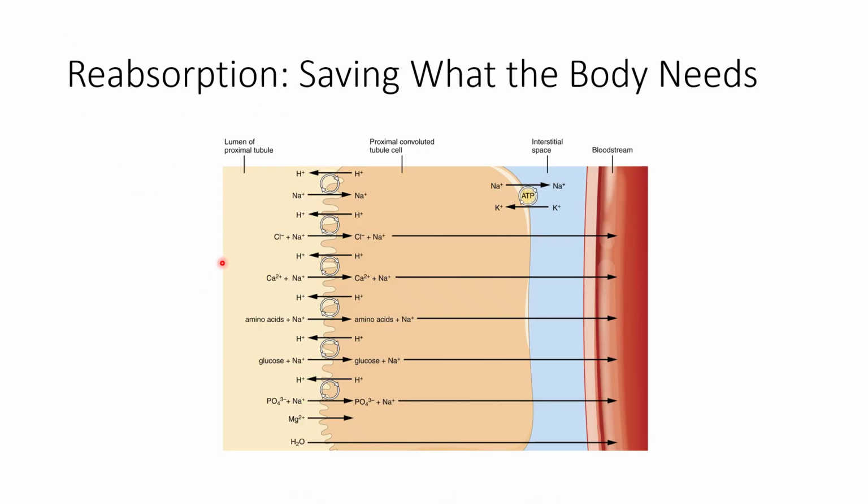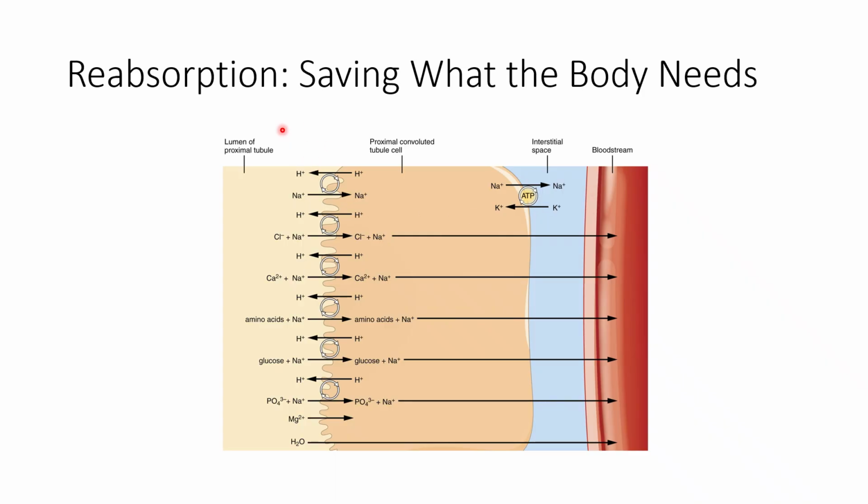So this is the structure of a PCT. And if you see, these are the number of receptors that are present in a PCT cell. This is the brush border that increases the capacity of the PCT to absorb. These are the different receptors. This is the lumen of the proximal tubule. This is the PCT cell, the interstitial space, and the peritubular capillaries with blood running through them.